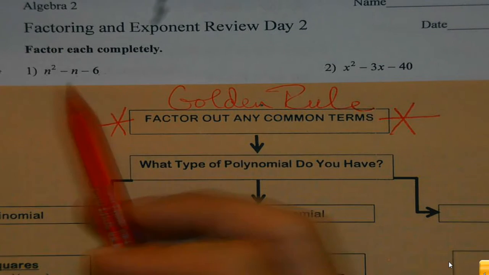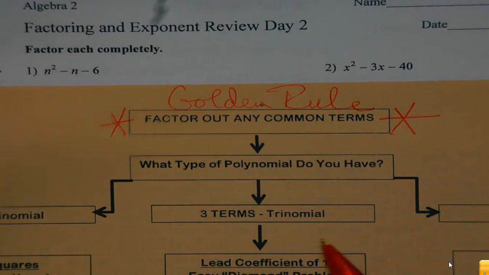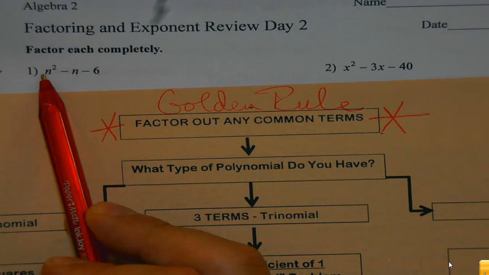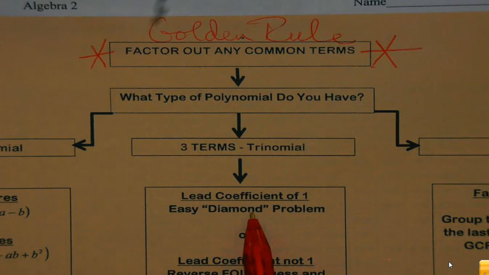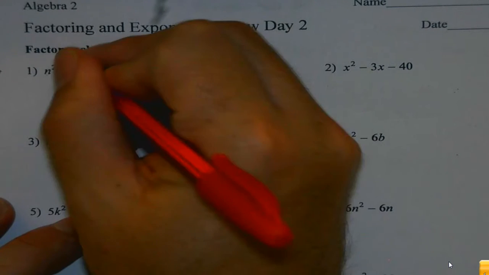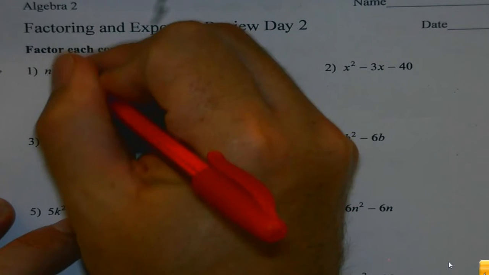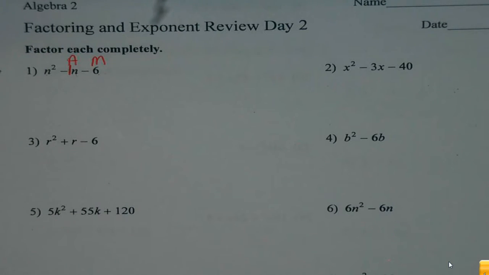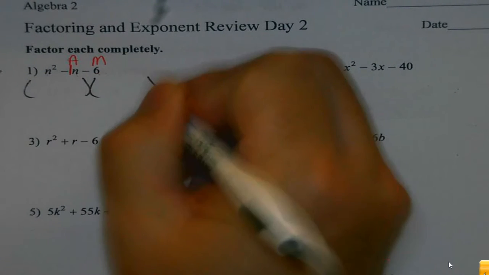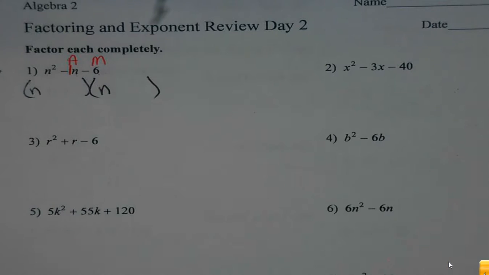So I look and I'm like, okay, so I've got 3 terms. All right, let's see here. Lead coefficient of 1, yes, there's no number in front of my n squared. So we're going to look at it like we would a diamond problem. Which are the ones that we multiply to get the number on the end and add to get the number in the middle. And we chatted a little bit about some things we could have to help us out here.